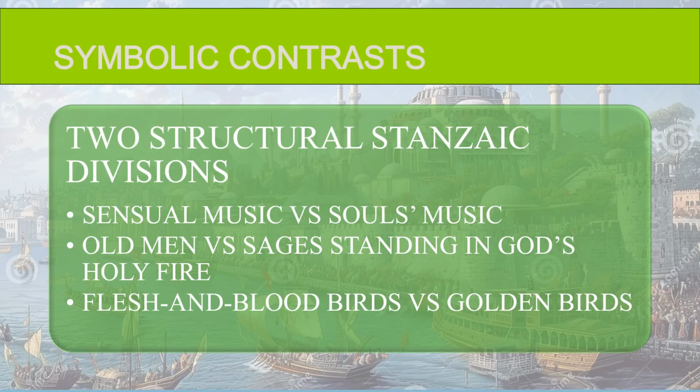The symbolic contrast. The interplay of the two opposing sets of symbols is intricate and rich, despite the shortness of the poem. For instance, there are old men in Byzantium too. The sage is standing in God's holy fire, to whom the speaker appeals. Flesh and blood birds, those dying generations of the first stanza. There are golden birds in Byzantium. The poet wishes to be one of these. There he will have no age. Past, present, and future are all one there.